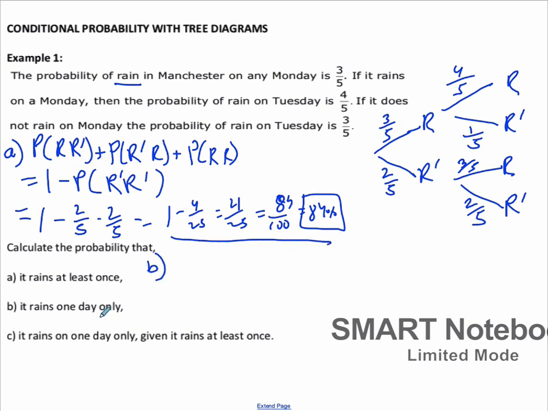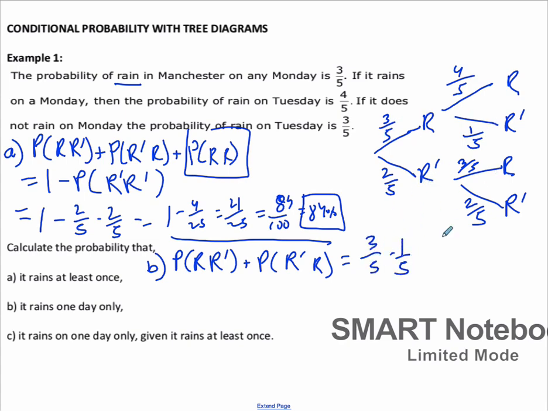Part B, it rains only one day, so that is the probability of rain, no rain, plus the probability of no rain, rain. Or you can take your answer from part A and subtract the probability of both days raining, and you get the same thing. Anyway, rain, no rain is 3/5 times 1/5. No rain, rain is 2/5 times 3/5. So that is 3 plus 6 is 9, so we have 9 out of 25, which equals 36 out of 100, or 36% chance.